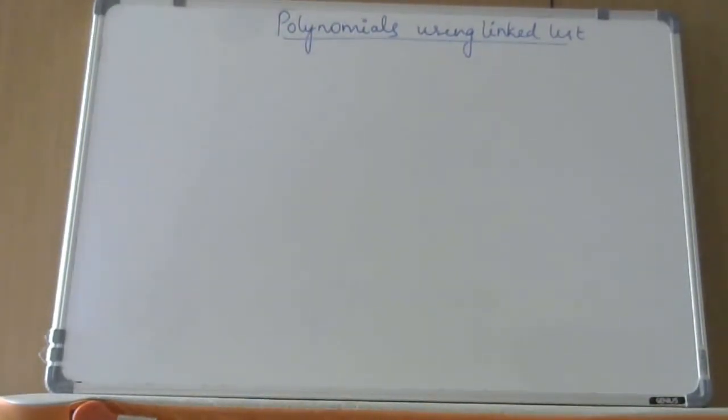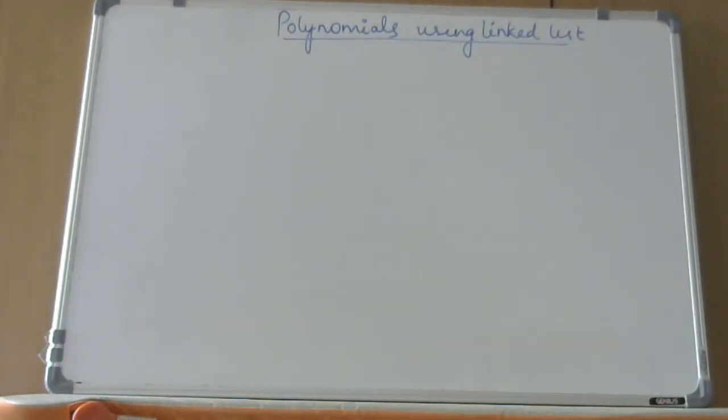Hello students, in this video session we are going to see what a polynomial is and how we can represent polynomials using a linked list. In the last video session we saw what a sparse matrix is and how to implement a sparse matrix using a linked list. In today's session, let us see what a polynomial is and how we can represent it using a linked list.